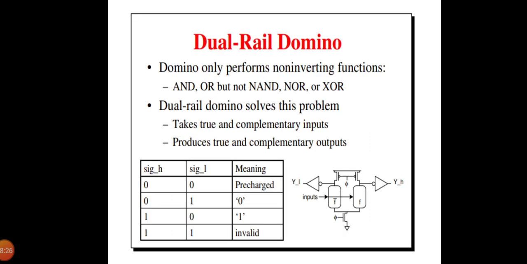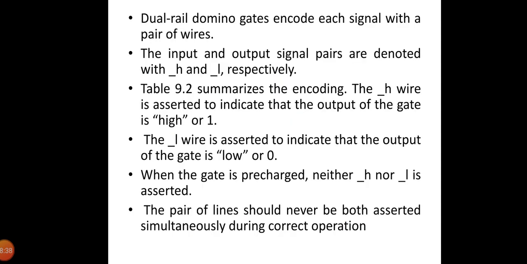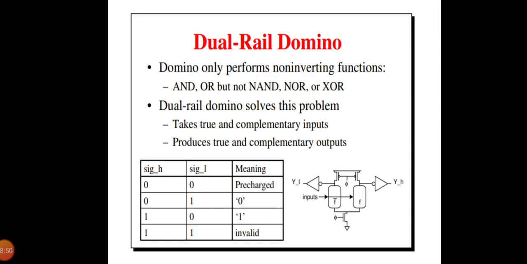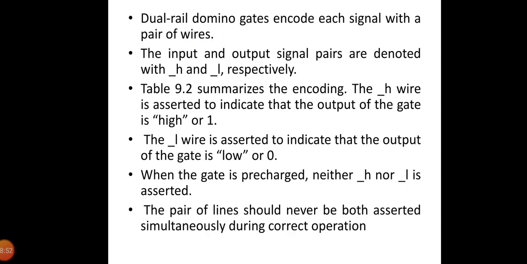As I said earlier, dual rail domino logic solves the problem of true and complementary inputs, and it produces both the true output and complementary outputs. So dual rail domino gates encode each signal with a pair of wires. The input and output signal pairs are denoted with H and L respectively. So this table summarizes all the encoding.